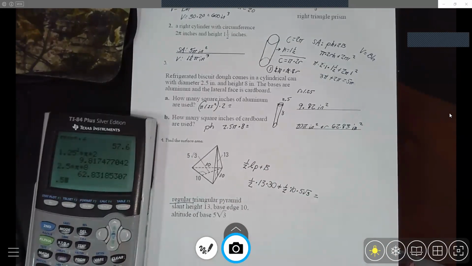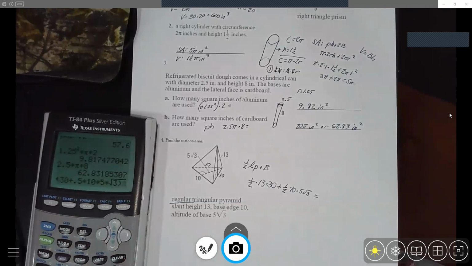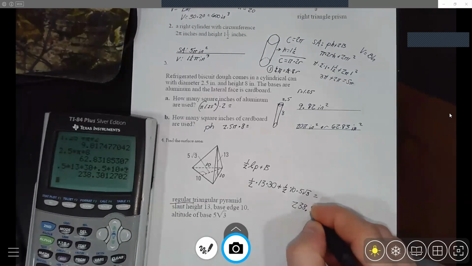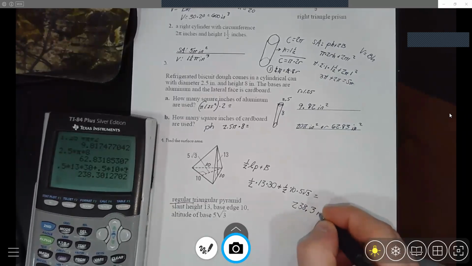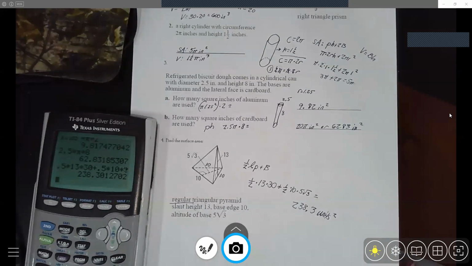So 0.5 times 13 times 30 plus 0.5 times 10 times 5 times square root of 3. Oops. Sorry. So 238.3. And this is in, it doesn't give me units, so units squared.